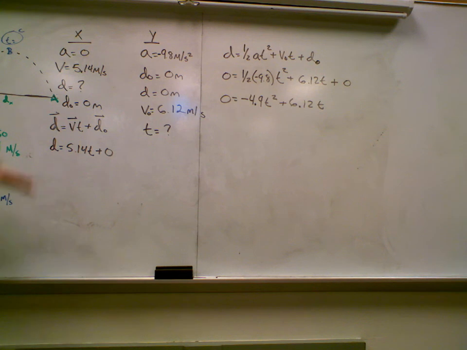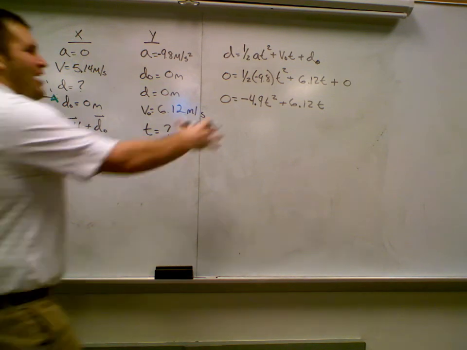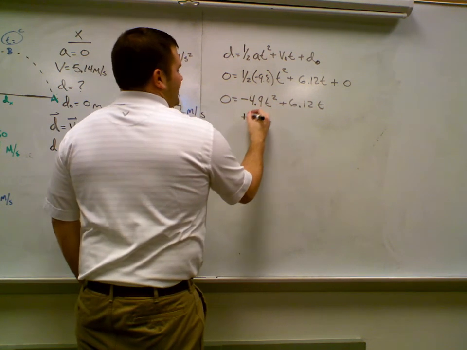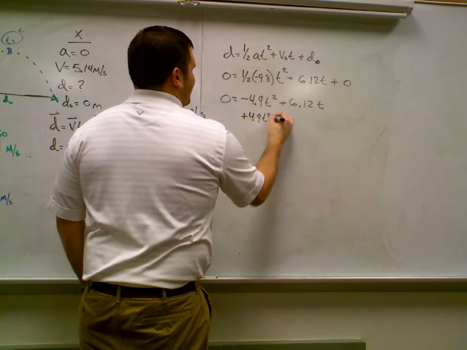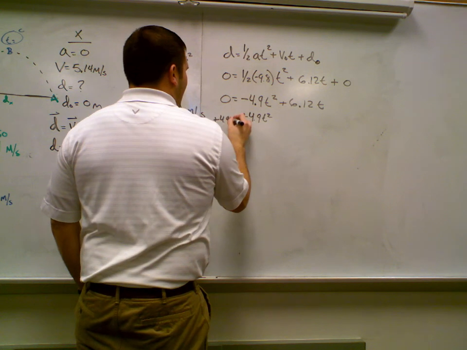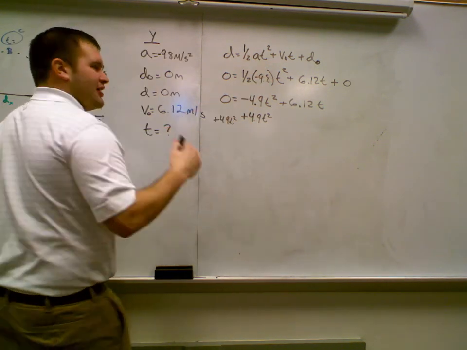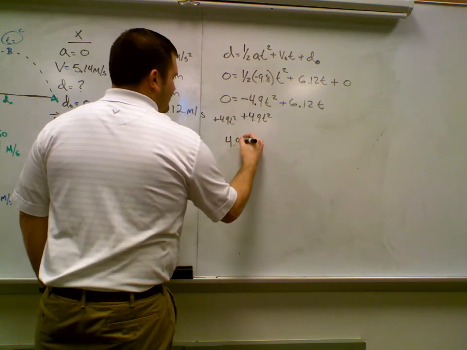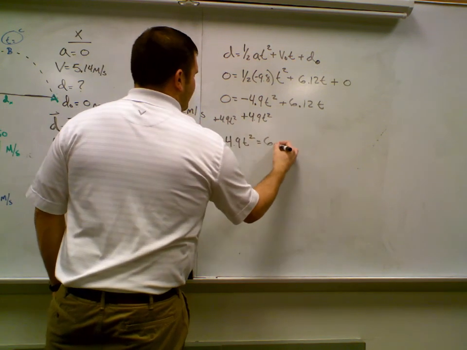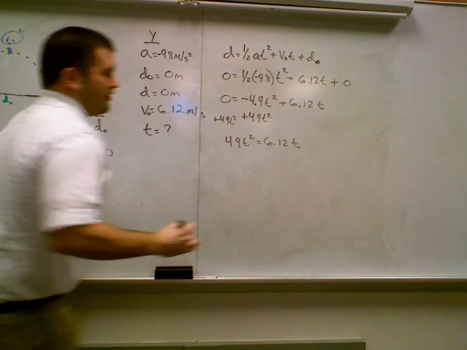Okay. Should I keep my t's together, or should I separate them? What do you guys think? Yes, do something, right? Alright, I'm actually going to separate my t's. So I'm going to add 4.9 t squared to both sides. The math teacher in me is saying, why are you getting things on the other side? Why are we getting variables on two sides? But sometimes you have to do it. Now, why do you think I do that?